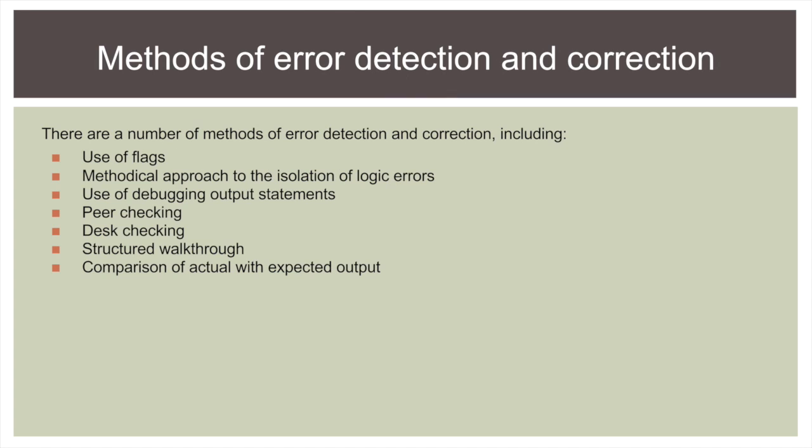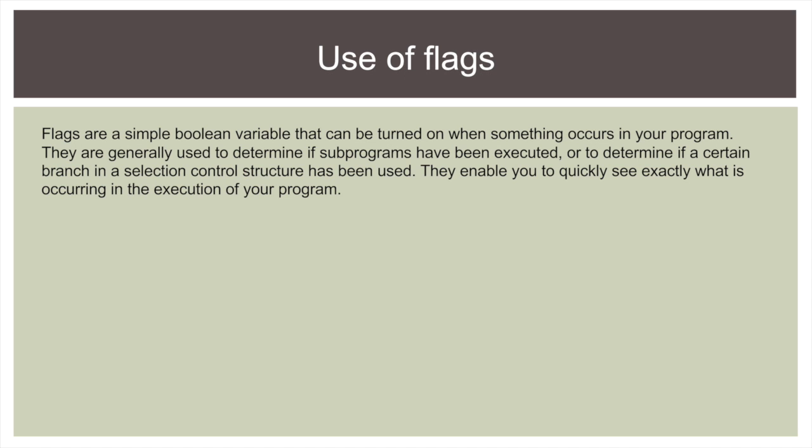And there's a number of ways you can detect and correct these errors, and they're listed here. We have flags, and flags are a simple Boolean variable that can be turned on when something occurs in your program. They're not just an error checking process.